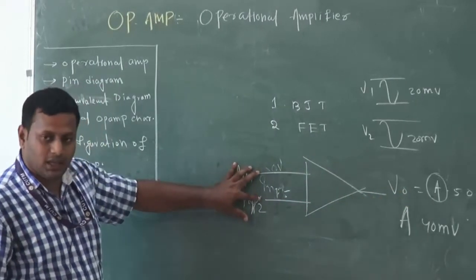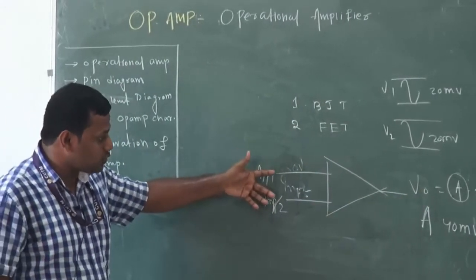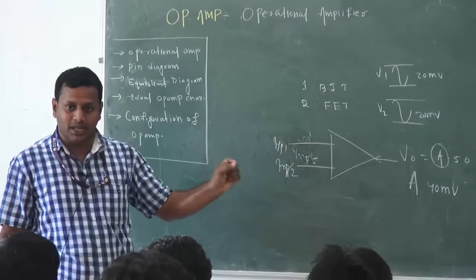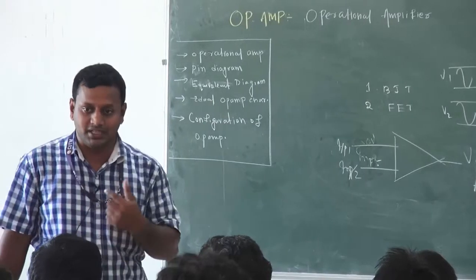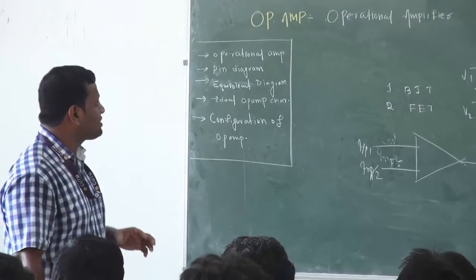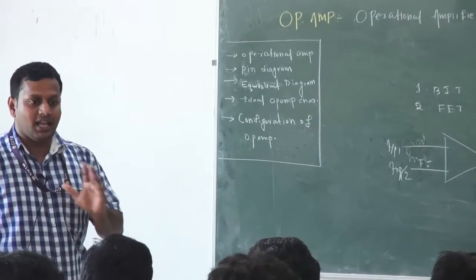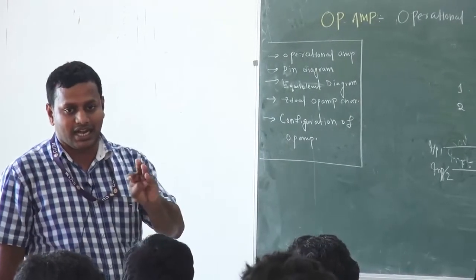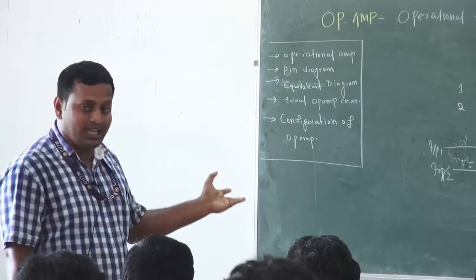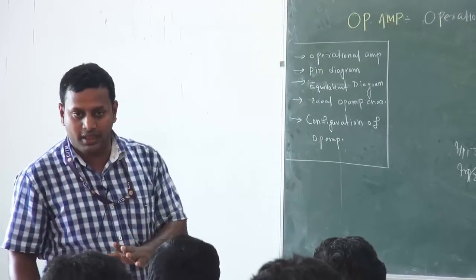Whatever input I am giving, maybe two input signals, it may be doing addition, maybe subtraction, maybe differentiation, maybe integration. That's why the name is called operational amplifier. It is amplifying with some operation, and those operations are addition, subtraction, integration and differentiation. Maybe some others will be there, right?